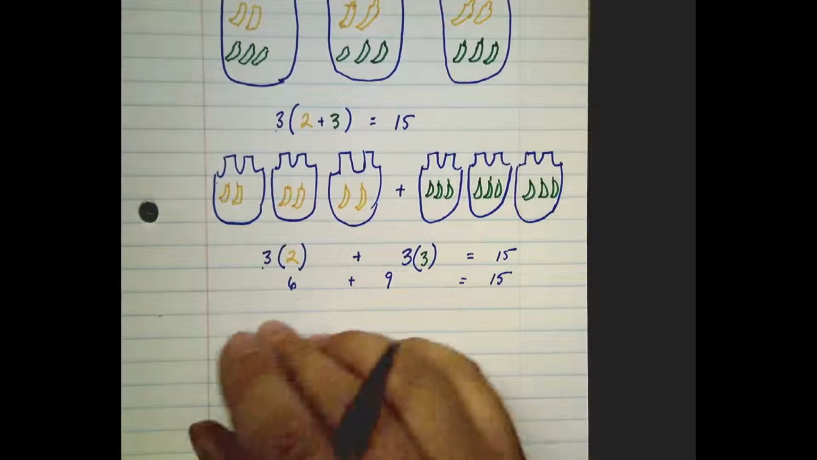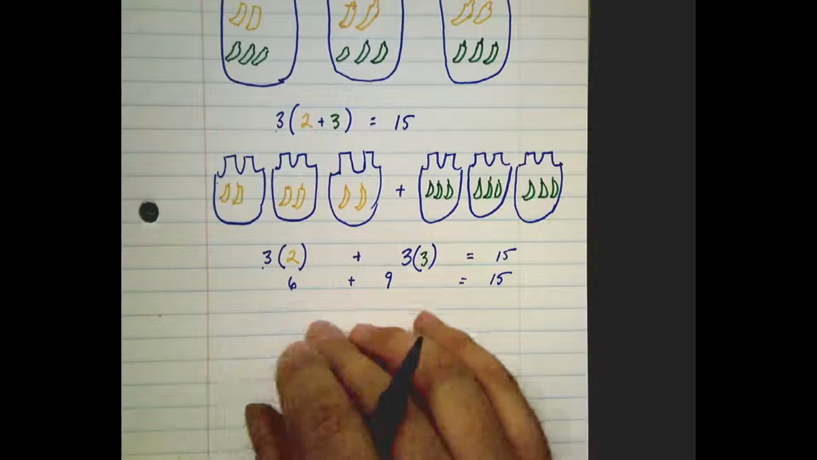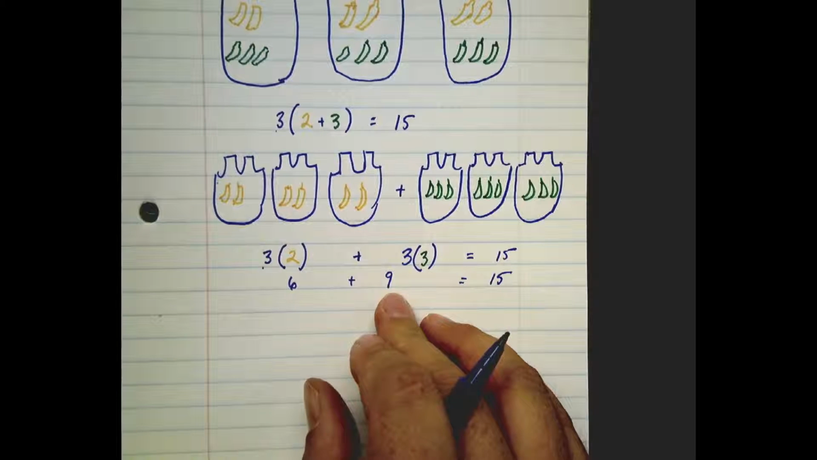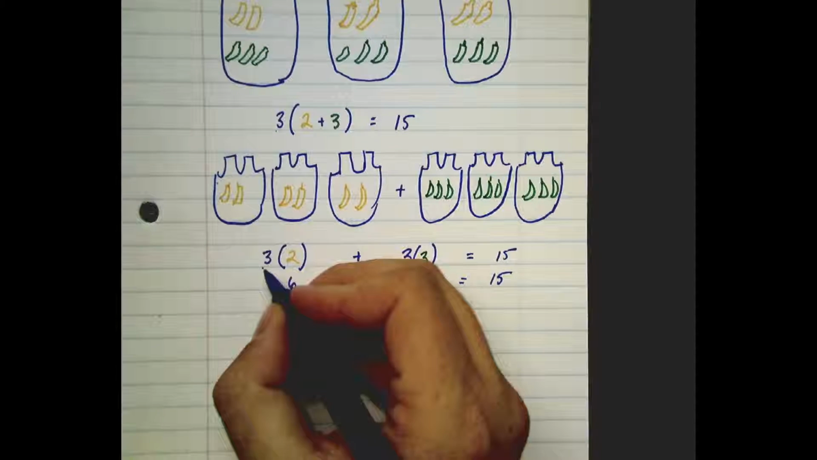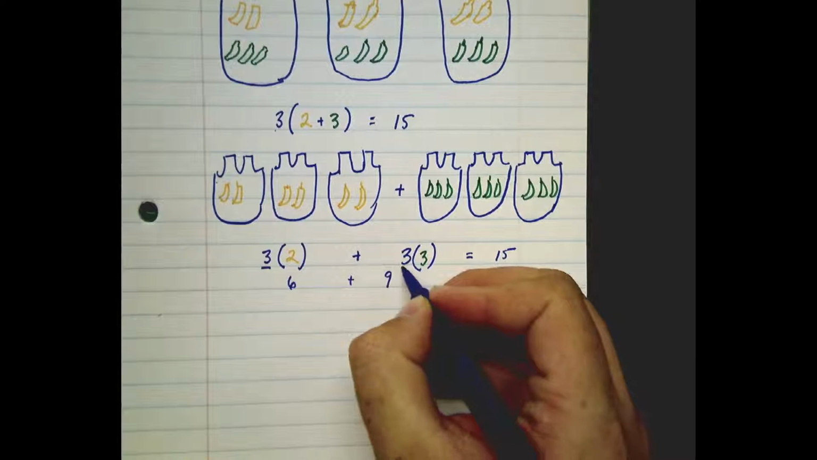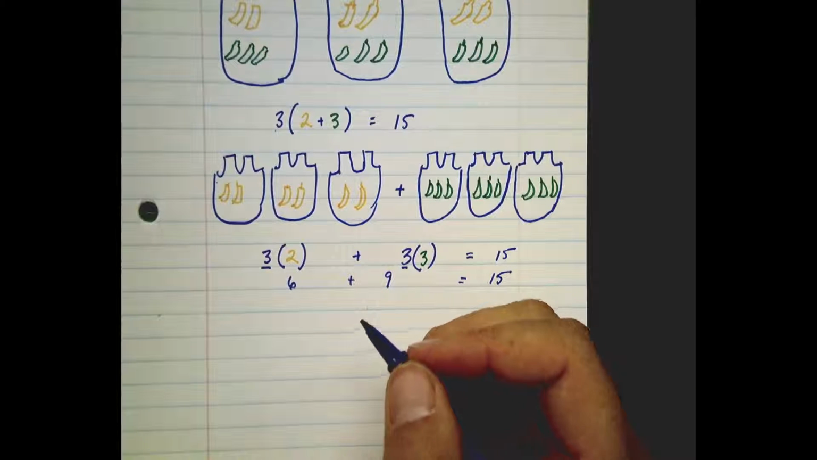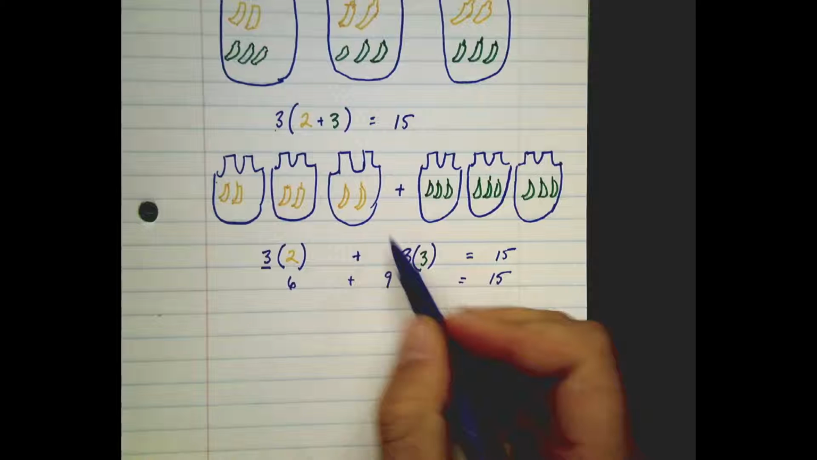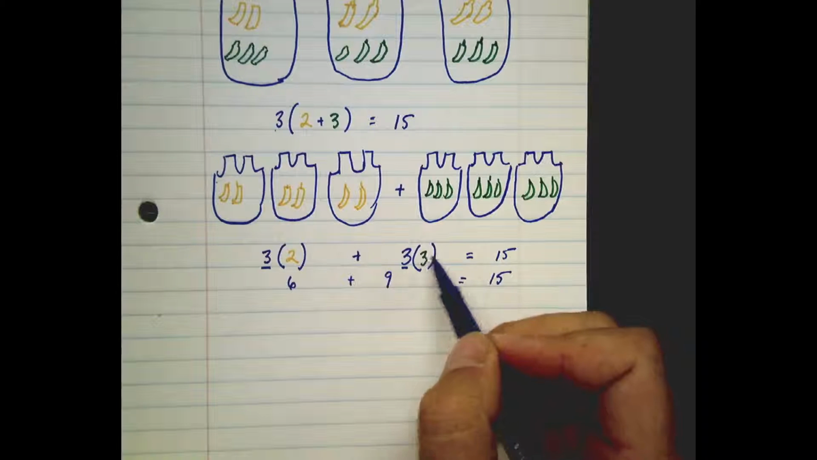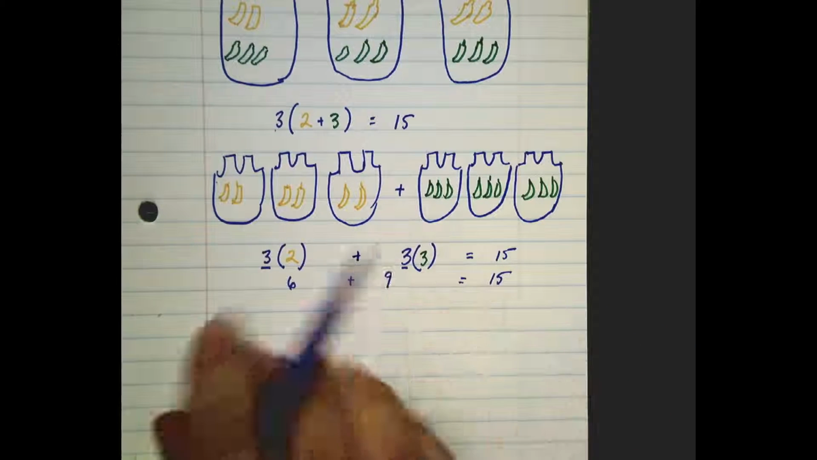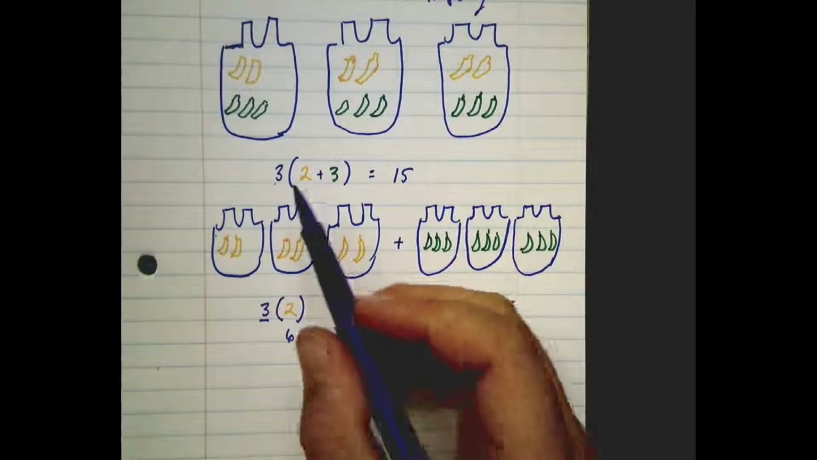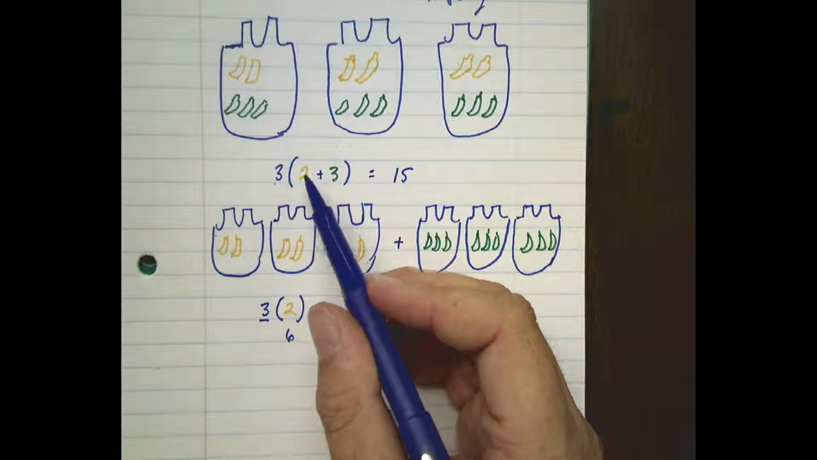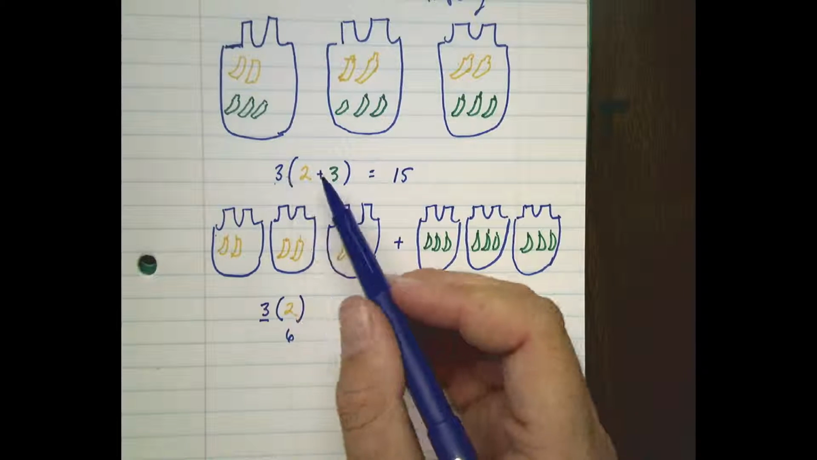We're just taking out a common factor of 6 and 9, and that common factor is 3. We'll talk about common factors a little bit later, but 3 goes into 6, and 3 also goes into 9, and the 2 and the 3 are what's left over. But you can see that all we did is we took the 3 and multiplied it by the 2, and took the 3 and multiplied it by the 3.